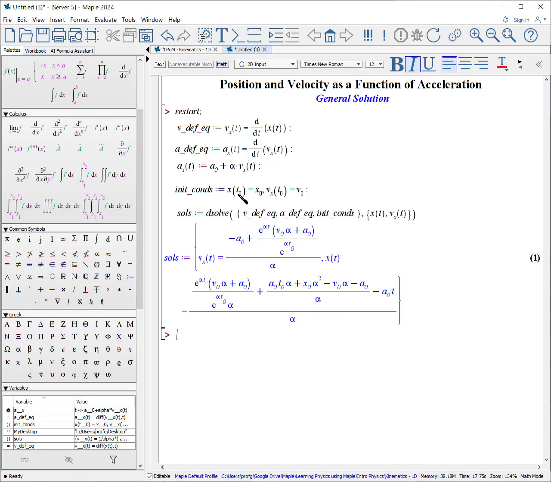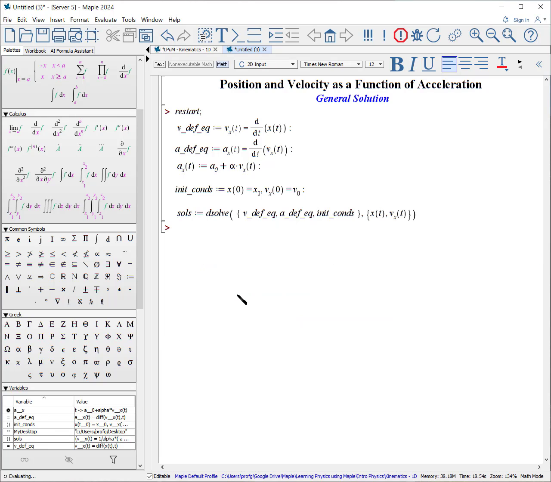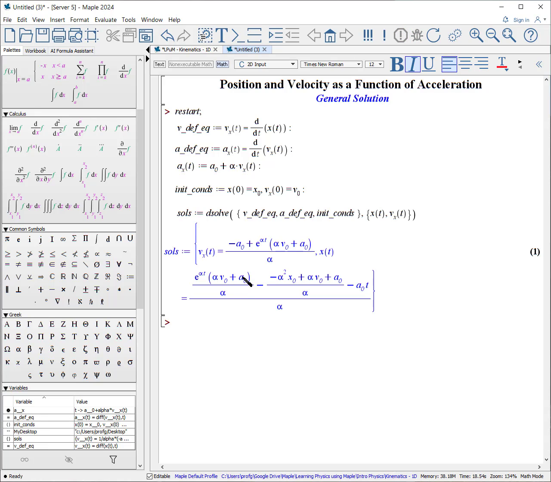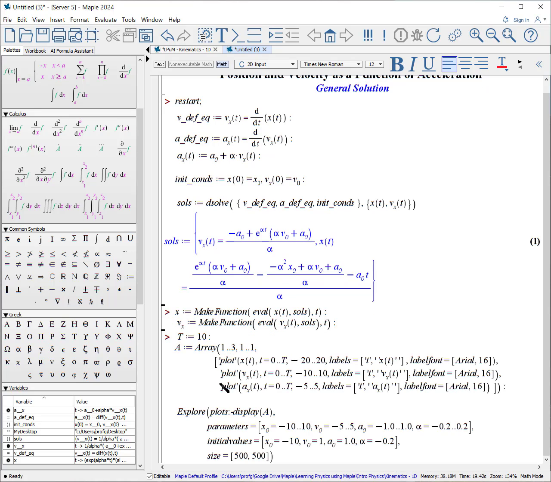Let's make it even simpler by saying the initial time where we start is 0. Starting the time at 0, we recalculate, and we get somewhat simpler equations for the velocity and the position as a function of time. As before, we extract out the solutions, and we write the code to create a plot for our array and our explorer.